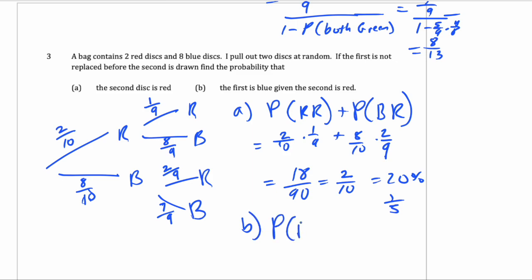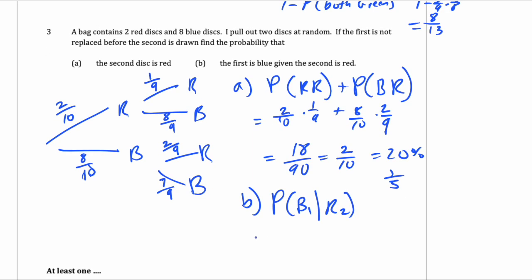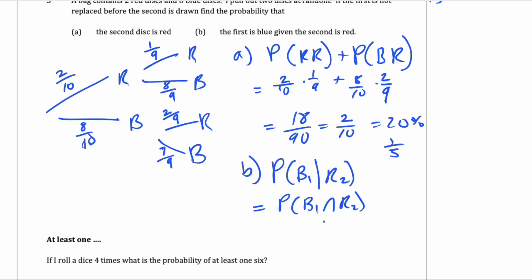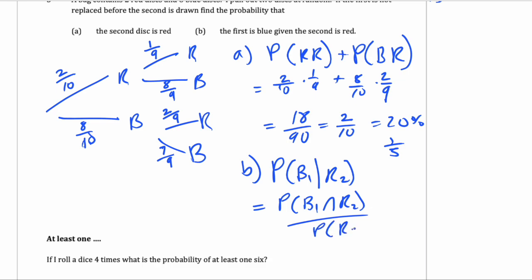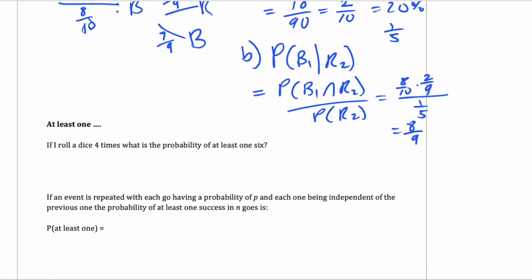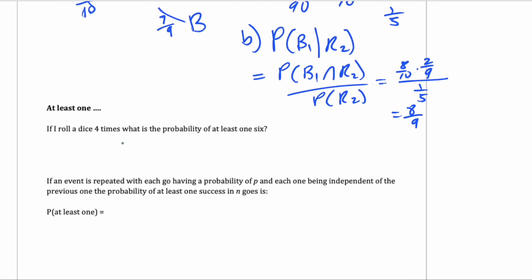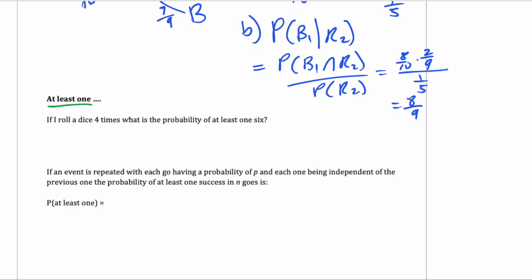Now the probability the first one's blue, given the second one is red. Okay, so we need a conditional probability formula. The probability the first one's blue and the second one's red, divided by the probability the second one is red, which is our answer from part A. So first one blue, second one red is here. It's 8/10 times 2/9. And if we work all that out, we get 8/9. That is 8/9.